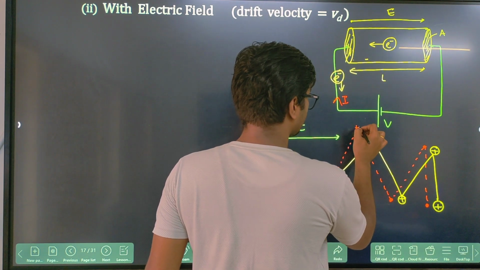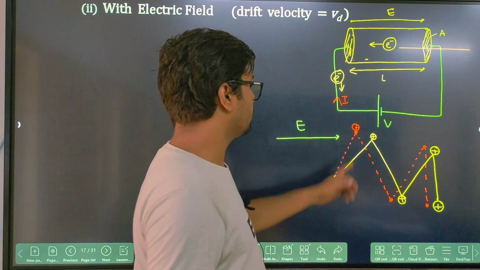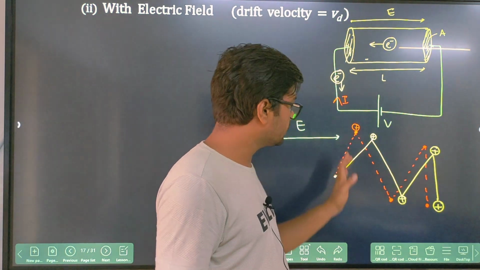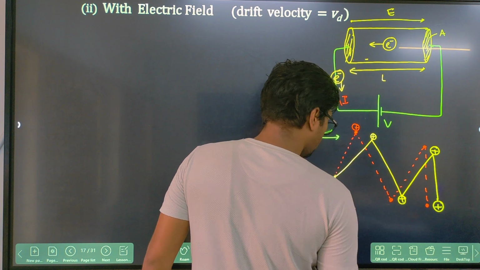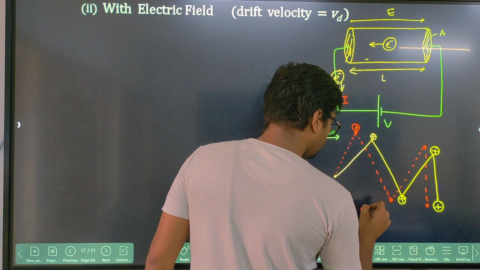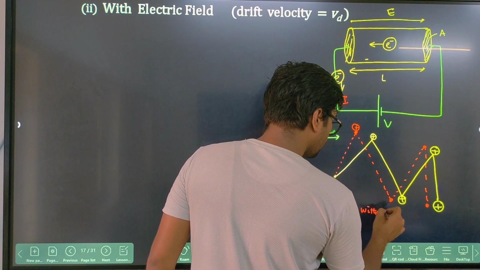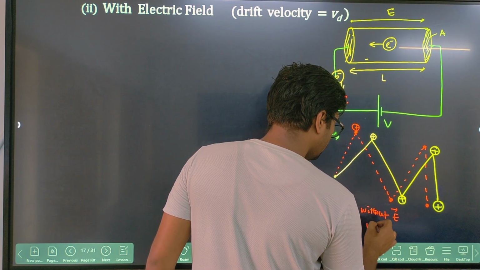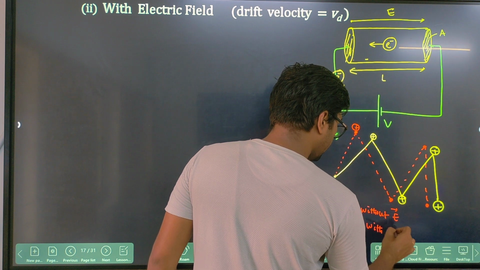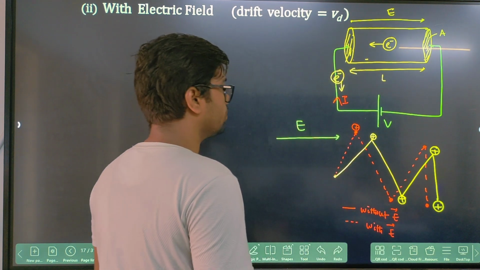Basically, these are positive ions or lattice points. This is going to happen. The solid line is for without electric field, and the dotted line is with electric field.